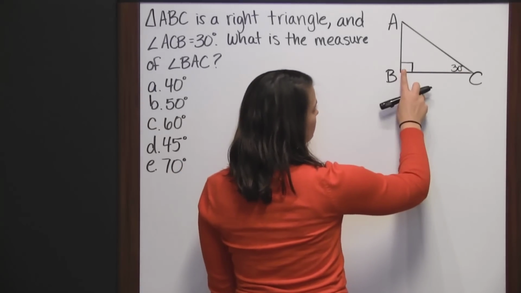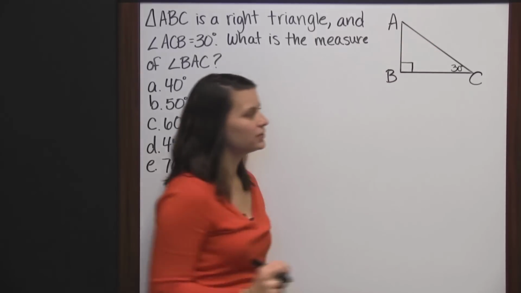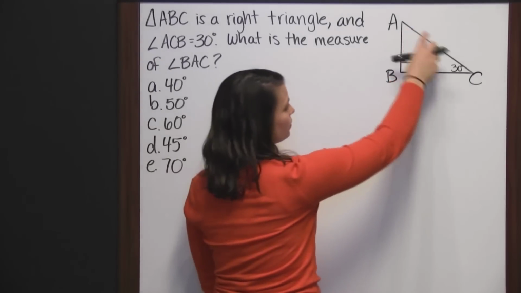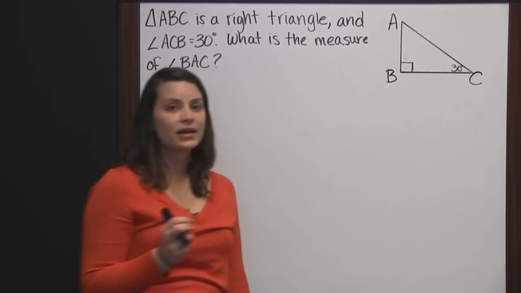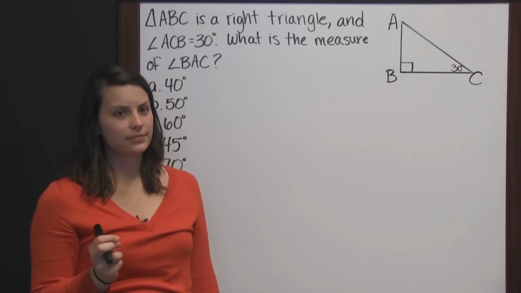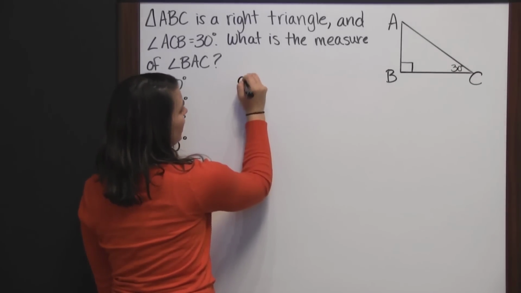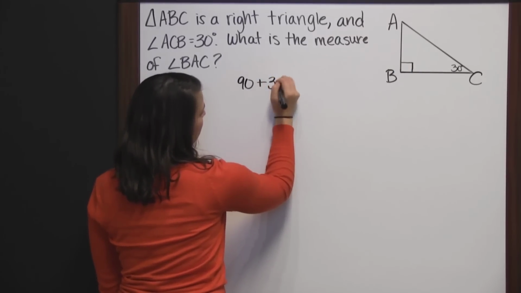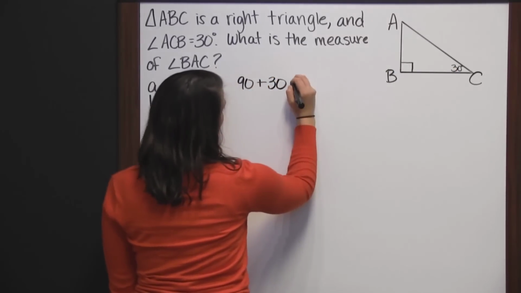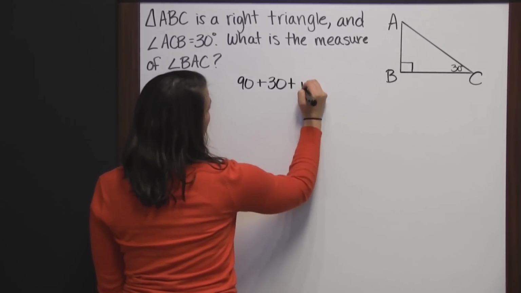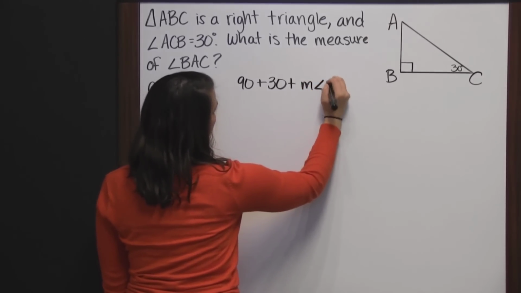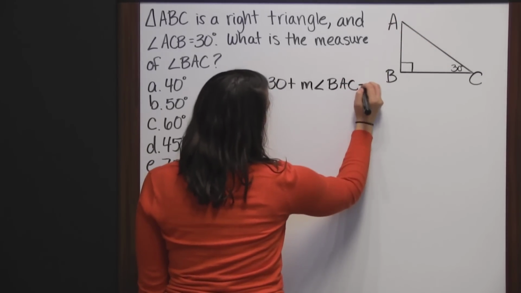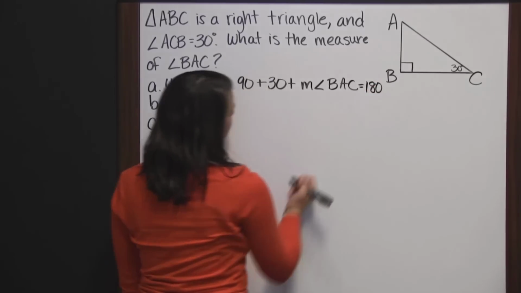So I know 2 out of the 3 angles of my triangle. And I know that the 3 angles of a triangle add to be 180. So that means that this 90-degree angle plus this 30-degree angle plus the measure of angle BAC right here equals 180.